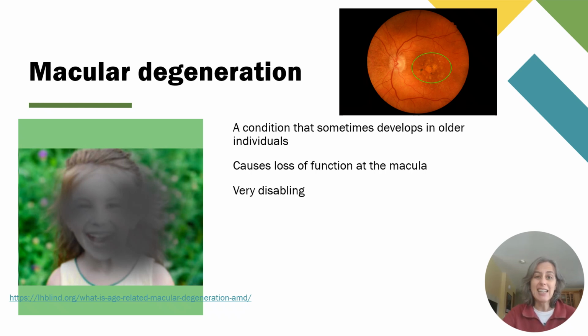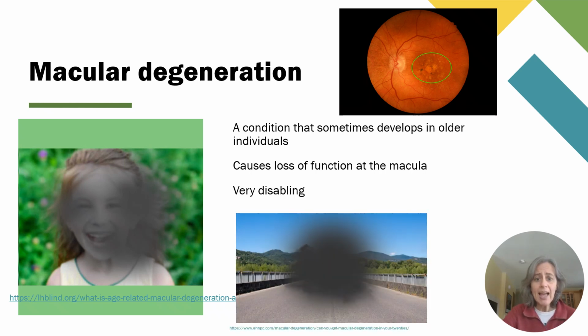You cannot read once macular degeneration progresses to a certain point. And of course, it would be really difficult, if not impossible, and certainly unsafe to drive. So this can be a very disabling condition. There aren't good treatments for it, although there's a few promising ones for the rarer types of macular degeneration. So it's something to be aware of.